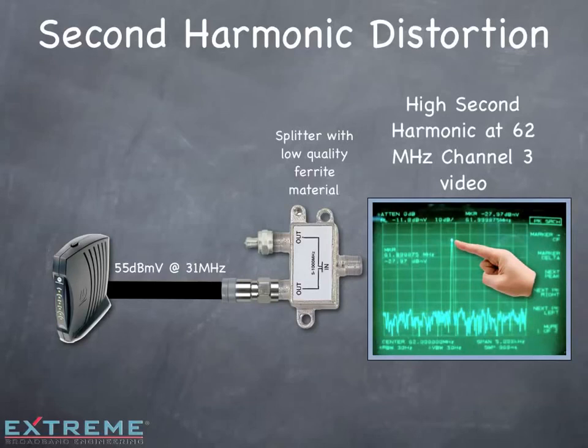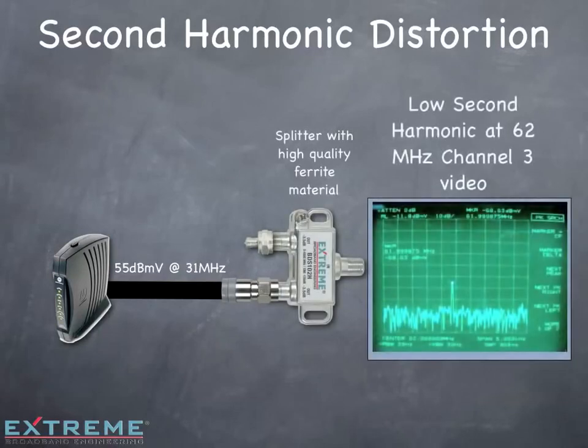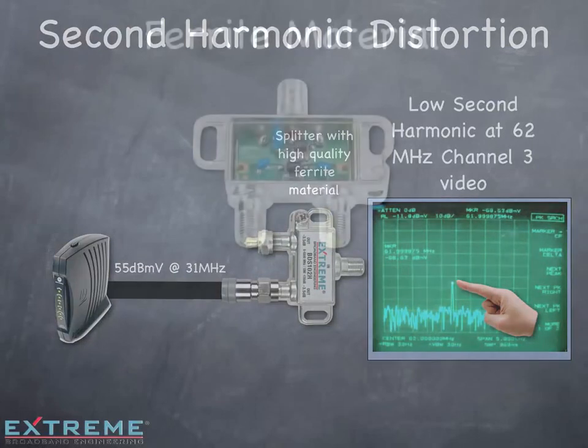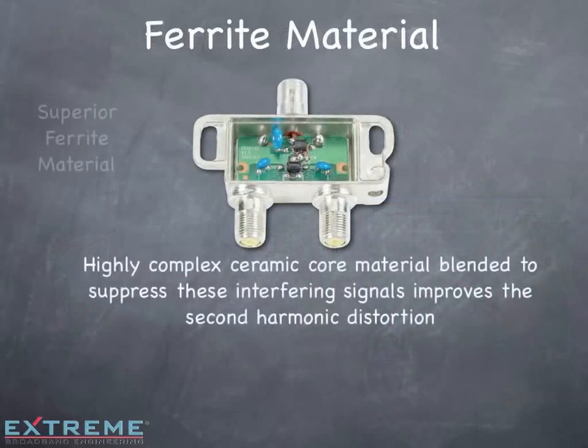In an analog picture, this would look like pulsating noise, or digital video freezing and tiling. By replacing the splitter with one that has high quality ferrite material, the second harmonics are low and do not cause any service issues. In the extreme broadband passive devices, we use a highly complex ceramic core material blended to suppress these interfering signals and improves the second harmonic distortion.